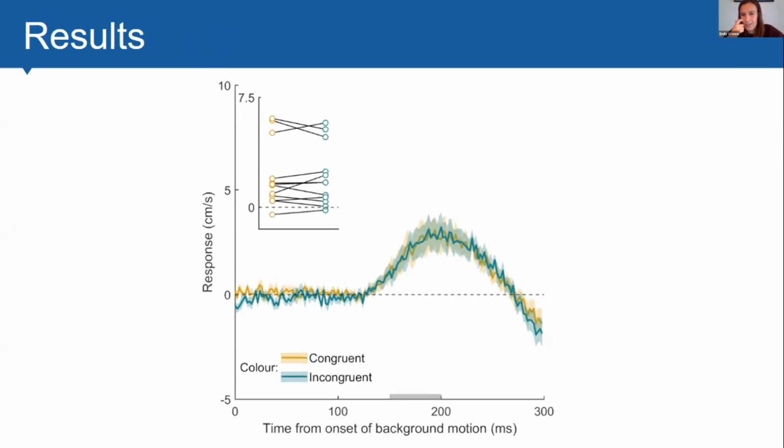You will also see in the legend something about color, but I'm not going to talk about that in this talk. Instead, I just want to draw your attention to the fact that in both conditions, clearly there is a manual following response. So even when the majority of background structures are static, any abrupt background motion requires us to stabilize that ongoing movement.